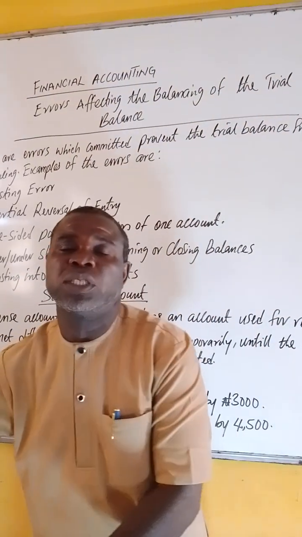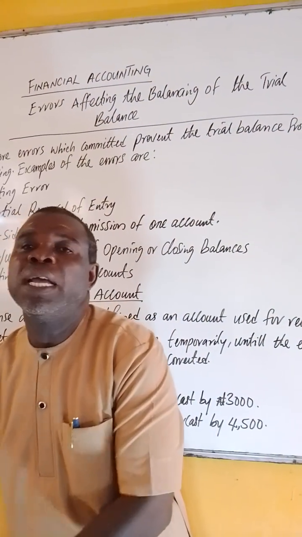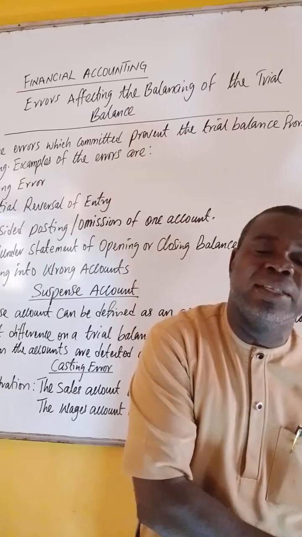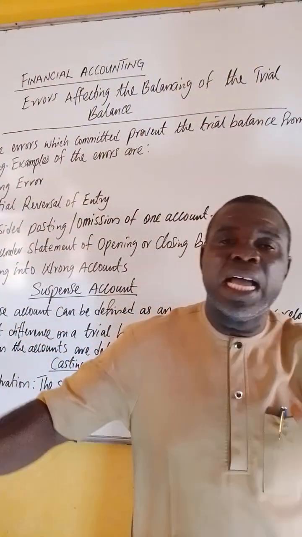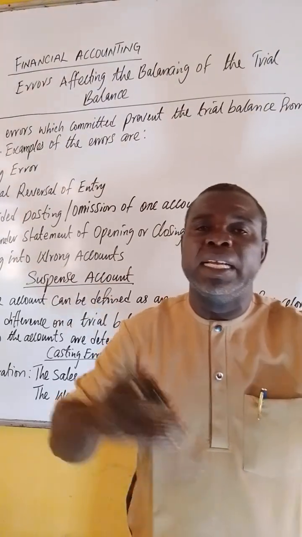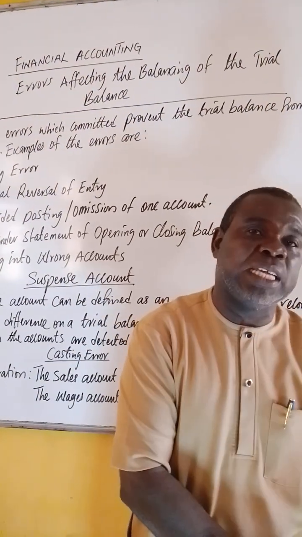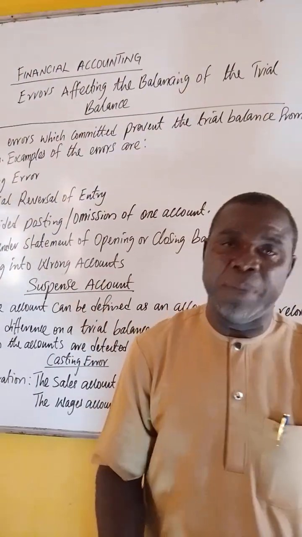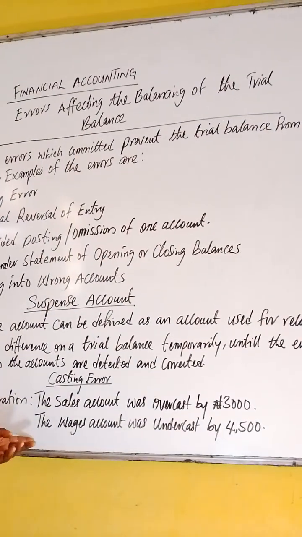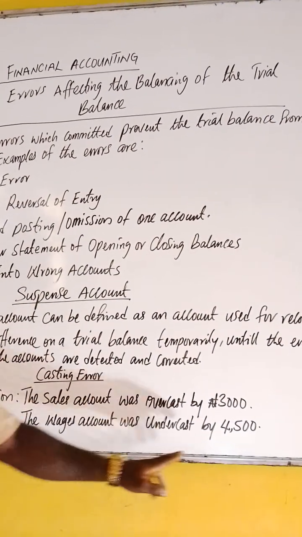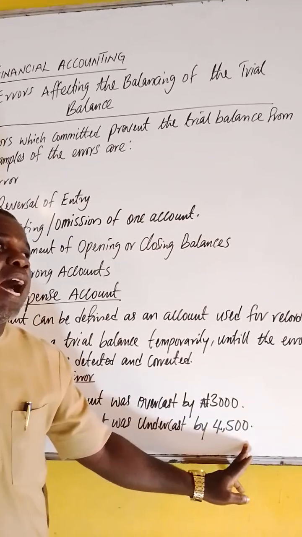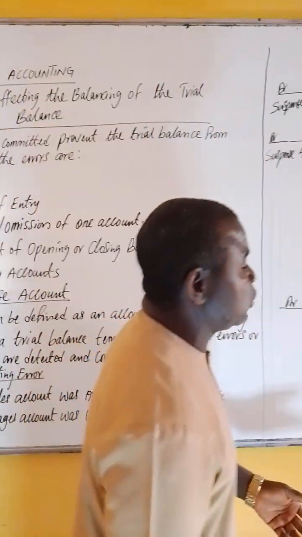One amount was the actual amount, and then the other amount was less, or one amount was the actual amount and the other amount was higher. So in that case, you have to determine either the overcast or undercast by yourself, then you still treat it the way I'm explaining. So in this case, it is clear that the amount that was undercast in wages was 4,500 naira. How do you correct it?